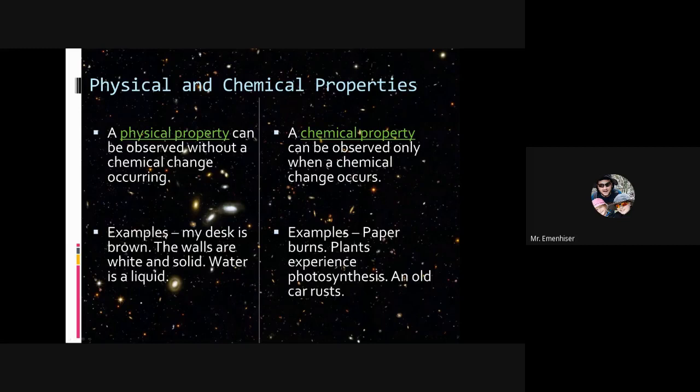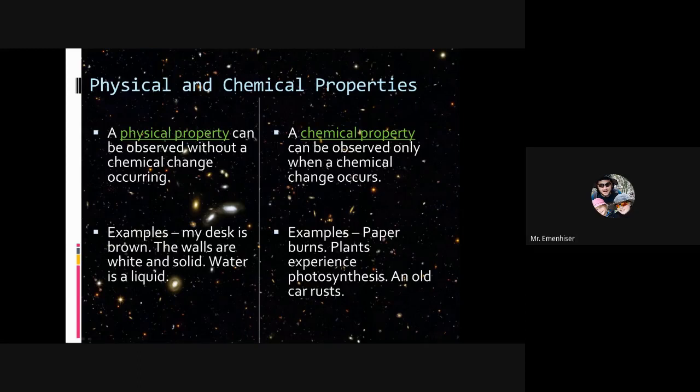All right, so here's some examples. I can observe my desk and see that it's brown. That's a physical property because I do not need to change the desk into something else. The walls are white. I can see that without changing the walls into something else. Water, I've got my drink here, it's water. Water is a liquid. I can see that without changing the water into something else. So these are physical properties.